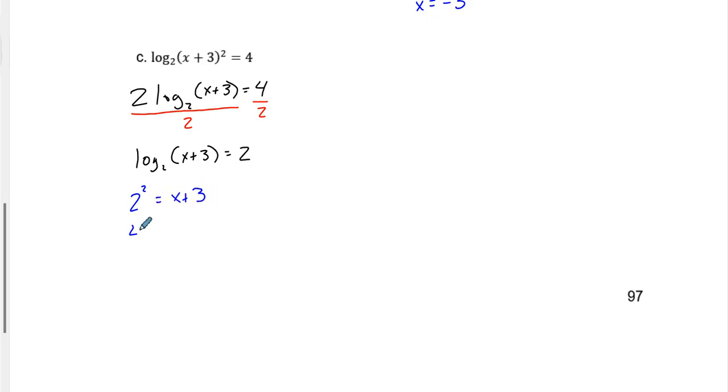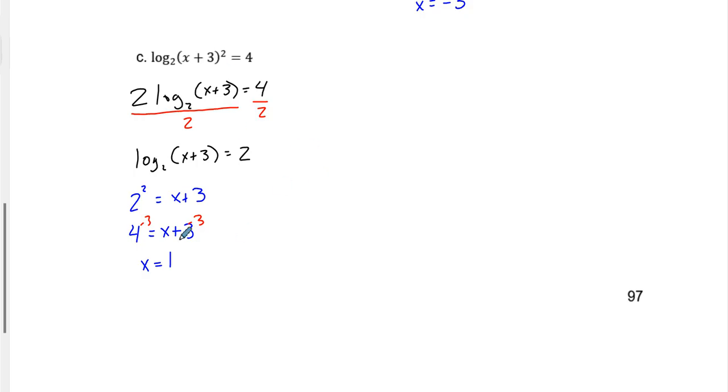Now we know that 2 squared is 4. And we would subtract 3 from both sides. And therefore, that doesn't look very nice. Therefore, x would equal 1.